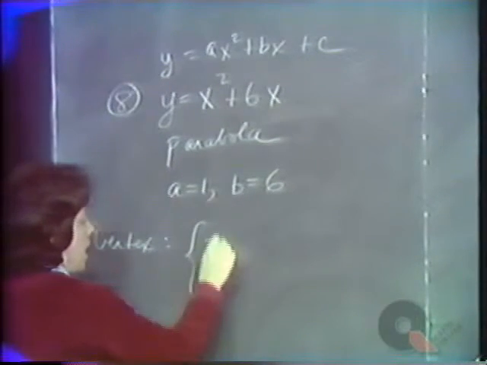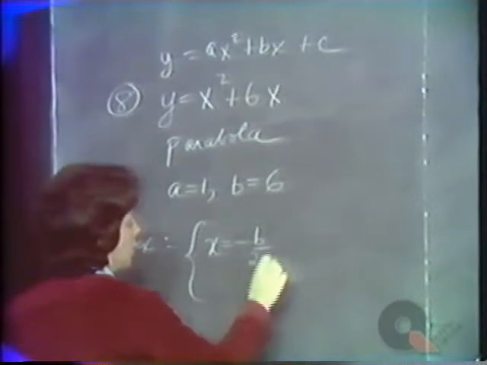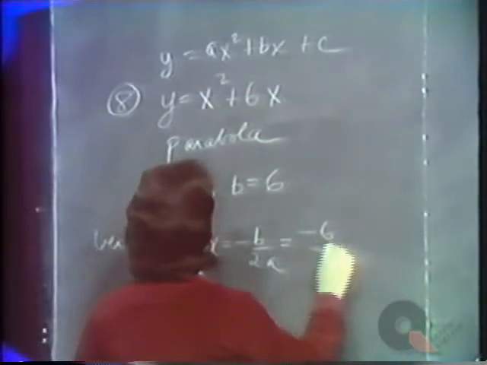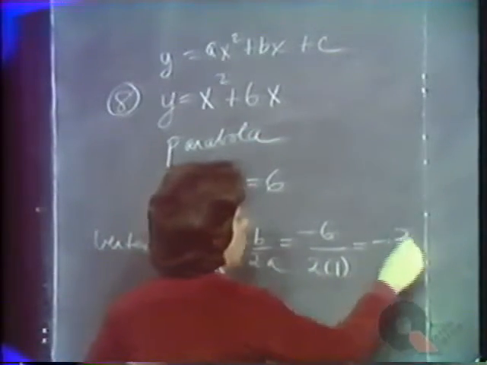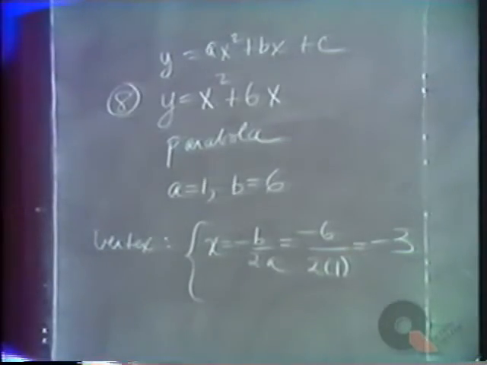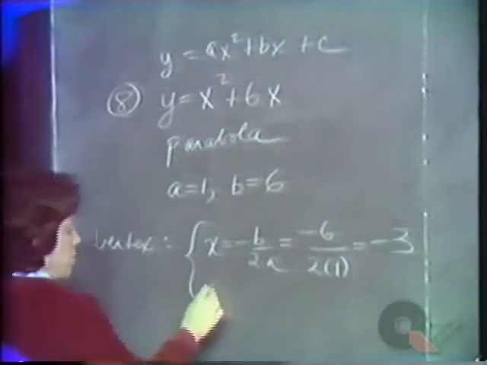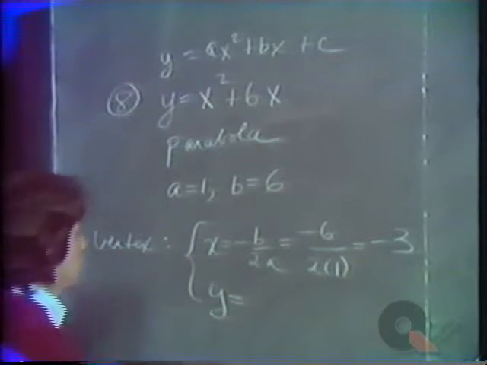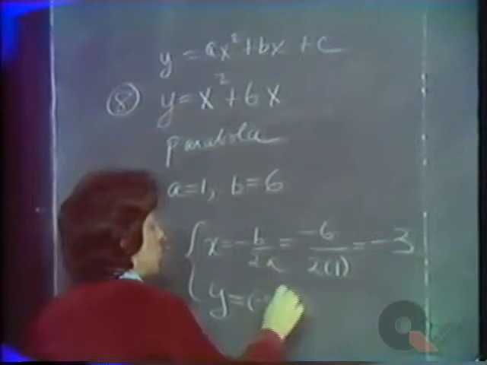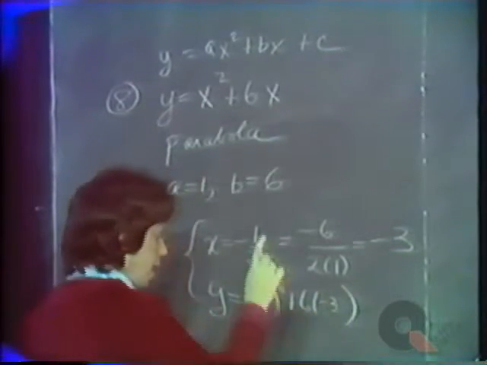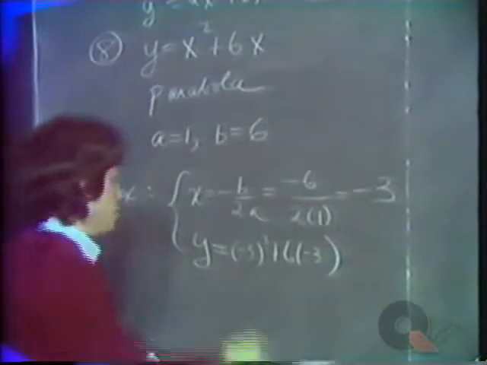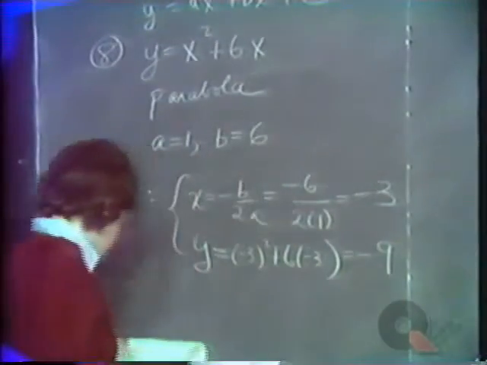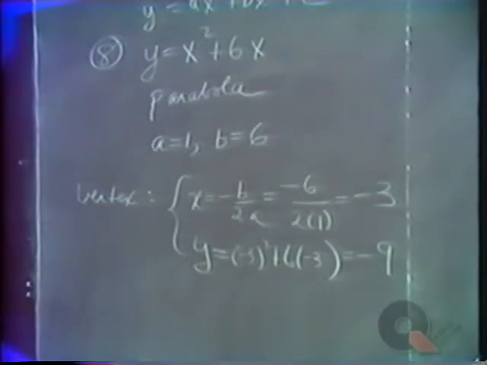is found x equals minus b over 2a, minus 6 over 2 times 1, or minus 3. And the y value, when x is minus 3, substituting into the equation, x squared plus 6x, we get minus 3 squared plus 6 times minus 3. That is 9 minus 18, or minus 9. So the vertex is at minus 3, minus 9.